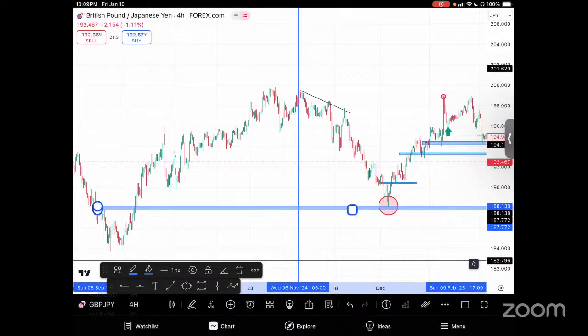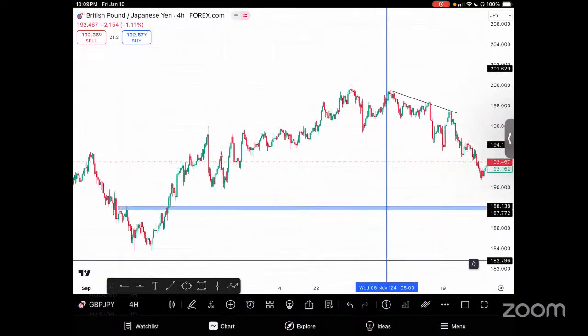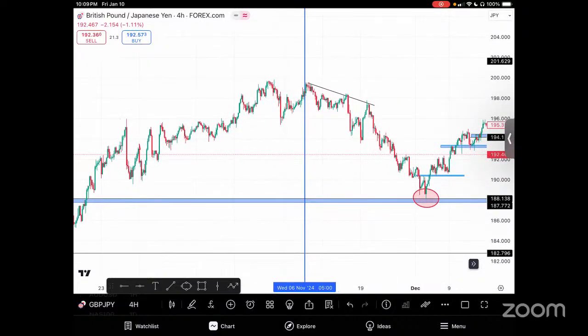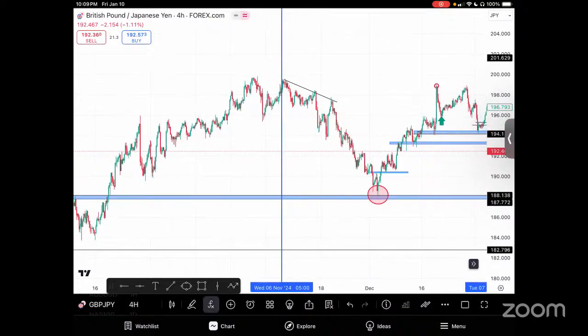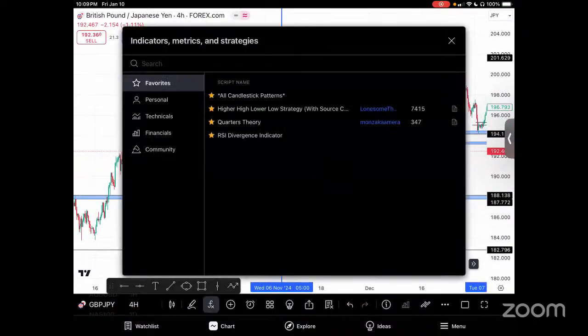See, a previous downtrend, an old lower high or an old high, I have to see the market do what? Break that resistance, close above, pull back and retest as a new support level. All right. Now, let's talk about this indicator really quick. It's called higher high, higher low strategy on TradingView. And it's going to be the 74.15 one.